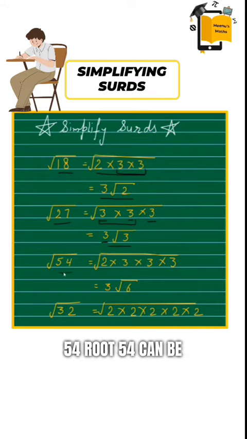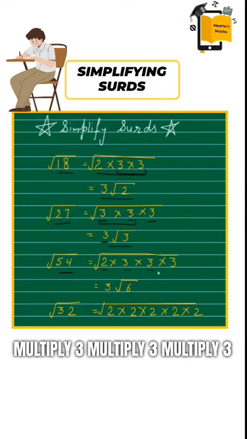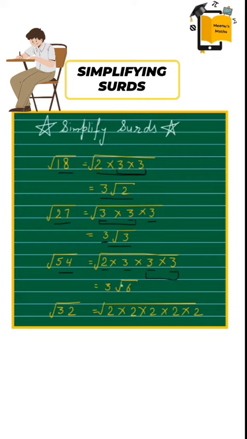Root 54. 54 can be factorized like 2 multiply 3 multiply 3 multiply 3. This is a pair that will come outside, whatever is left. As here it is left 2 multiply 3. That means root 6 is left. So it will be written like this.